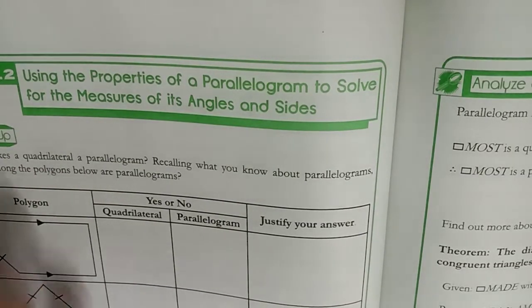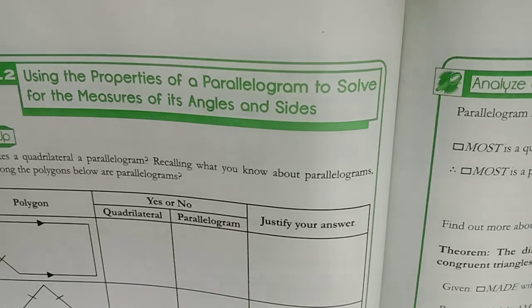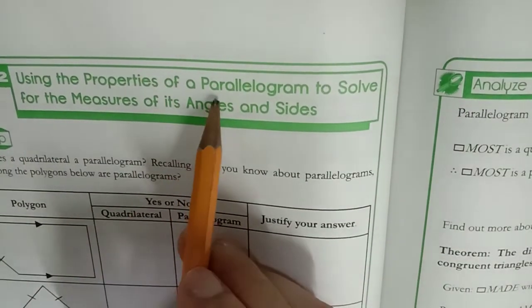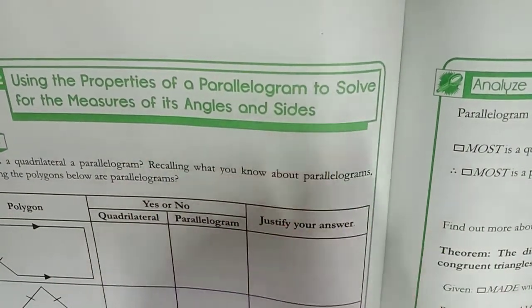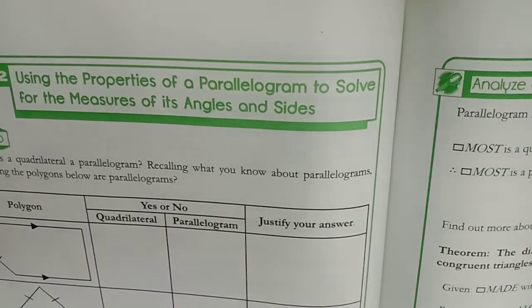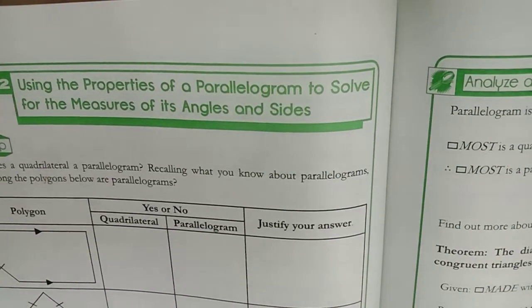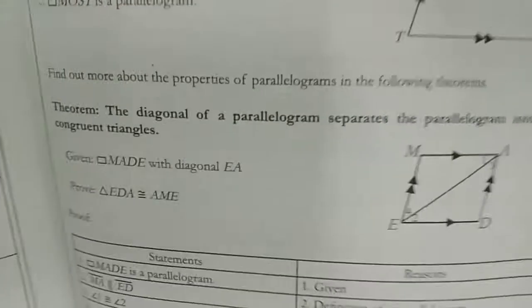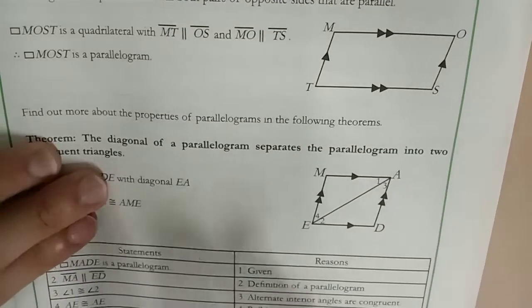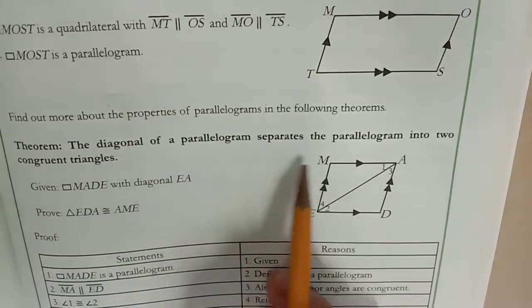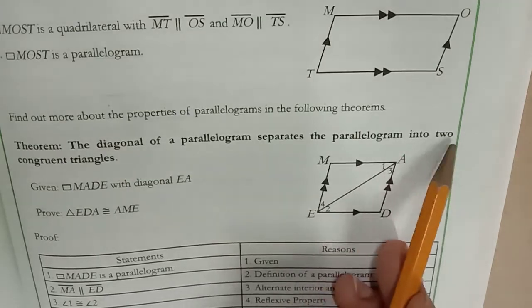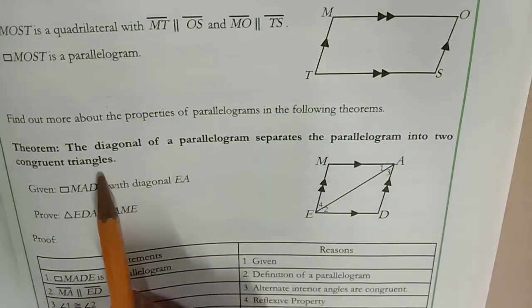In order for you to be familiar sa mga kinds of quadrilaterals. So right now naman po, we're going to move on to lesson 2, which is using the properties, yung mga properties na diniscuss natin kanina, ng parallelogram para ma-solve yung mga measures ng angles and sides niya. Okay, so let's have theorem number 1. The diagonal of a parallelogram separates the parallelogram into two congruent triangles.